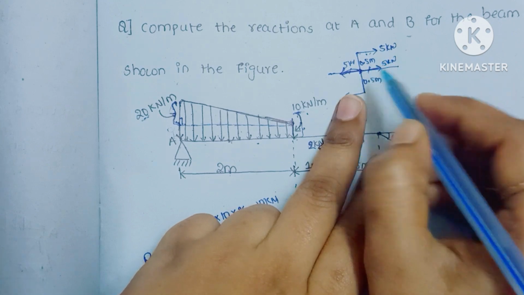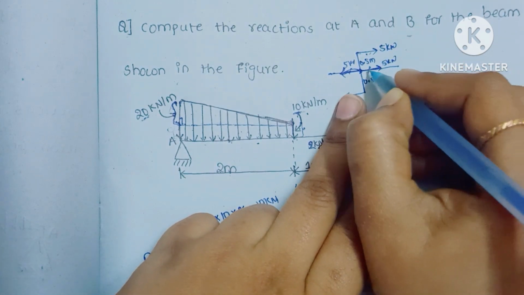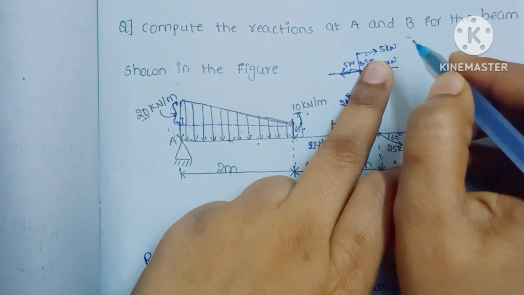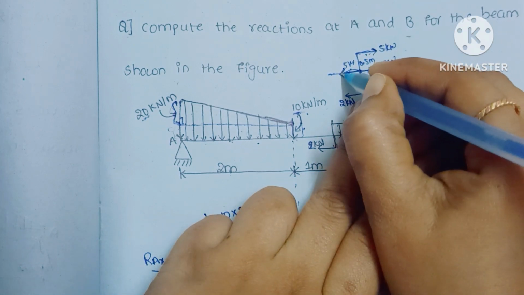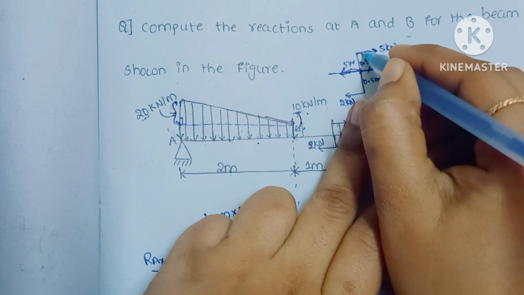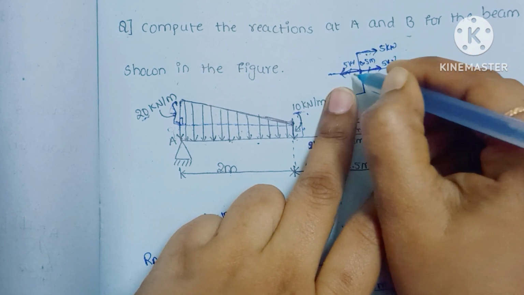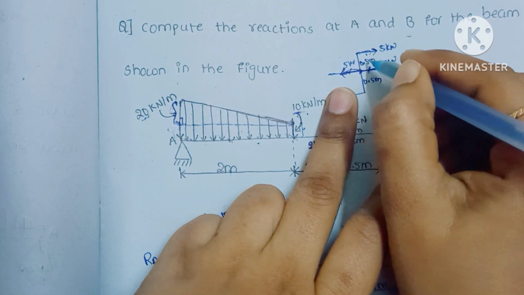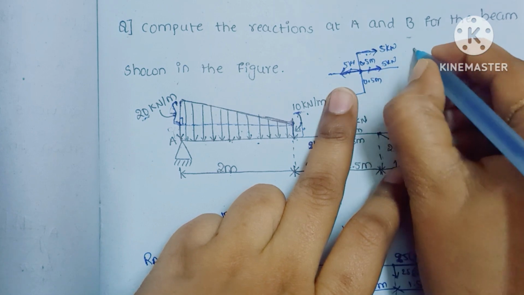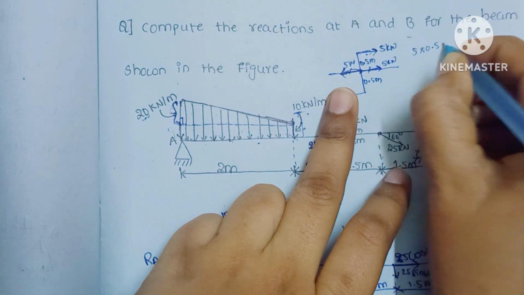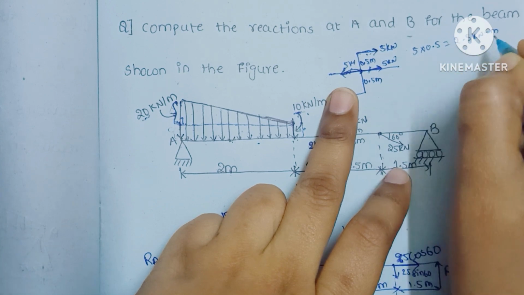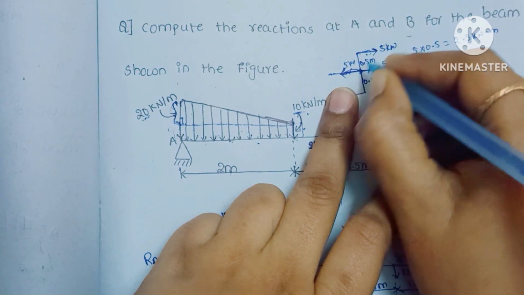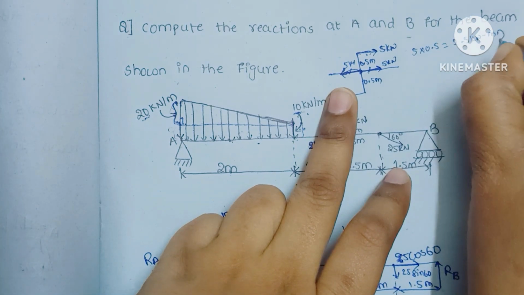So if you see here, if we neglect this one, this point is 5 kilonewtons and here we have 5 kilonewtons. So it is making a moment, 5 into this perpendicular distance, which is 0.5. 5 into 0.5 is equal to 2.5 kilonewton meters of moment acting in this clockwise direction.